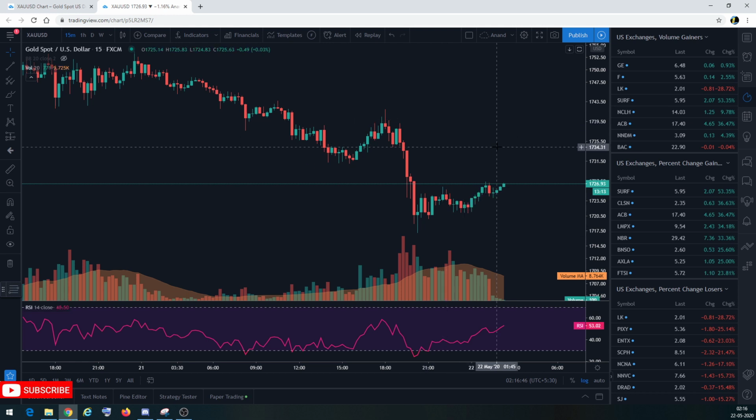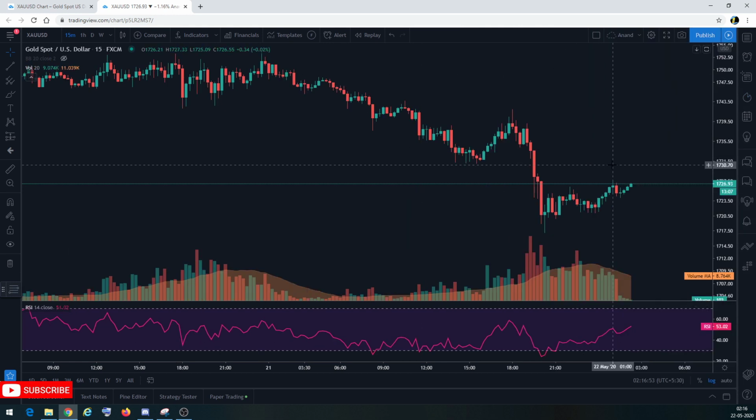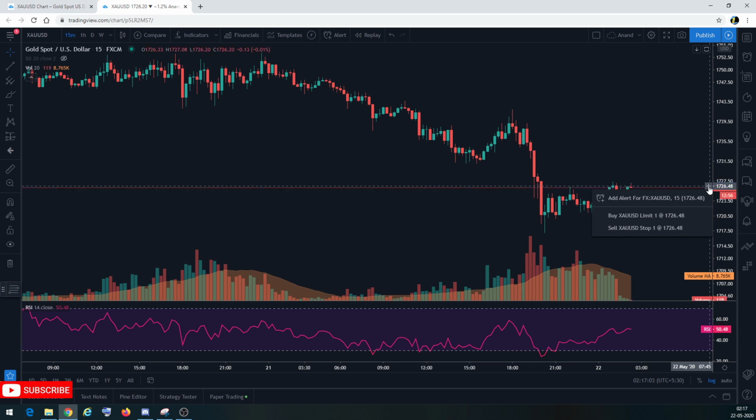So the good thing with TradingView is it gives you a great option to trade right on the chart, and it gives you a great experience from a trading perspective. I'll quickly show you how you can keep a stop loss, how you can keep a certain target, and how you can take a trade entry. Alright, so this is just a sample trade. This is not any kind of technical analysis, so don't blame me if it hits the stop loss.